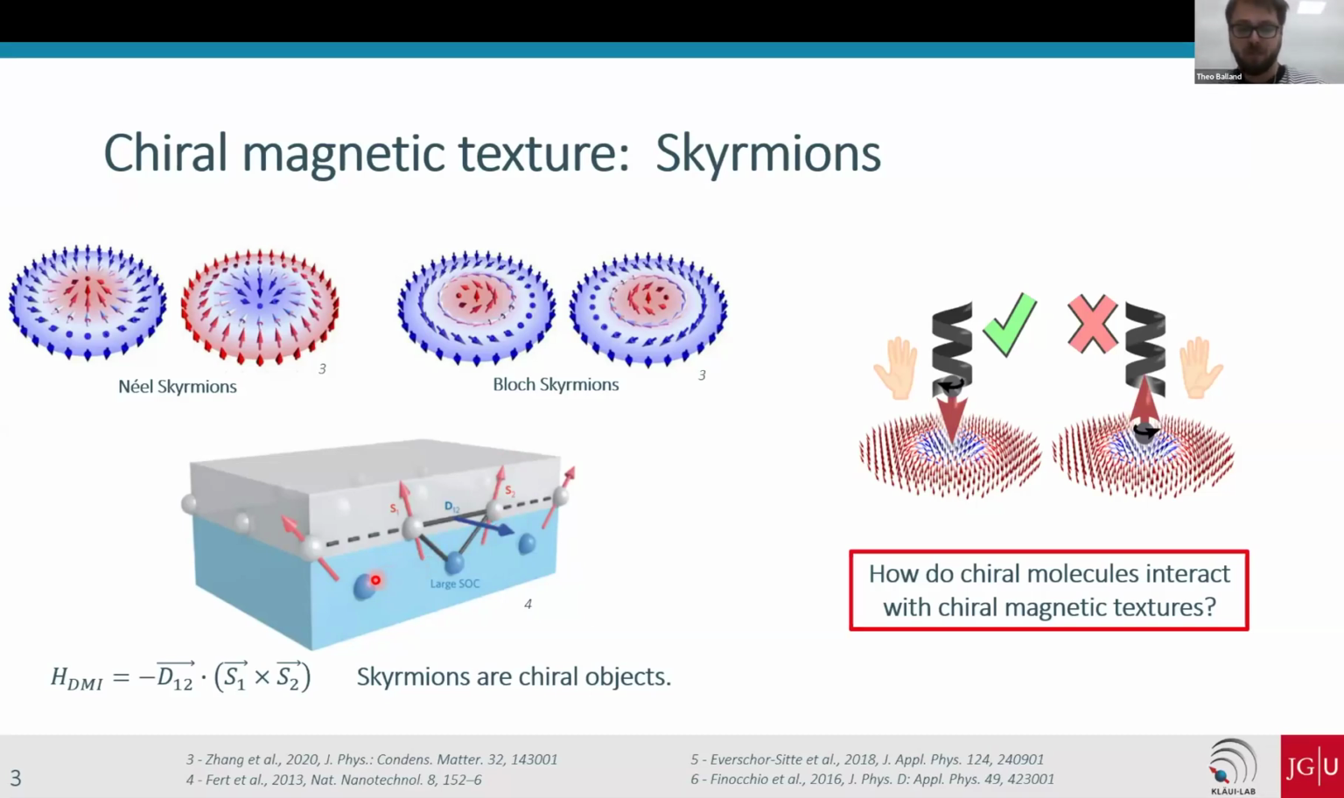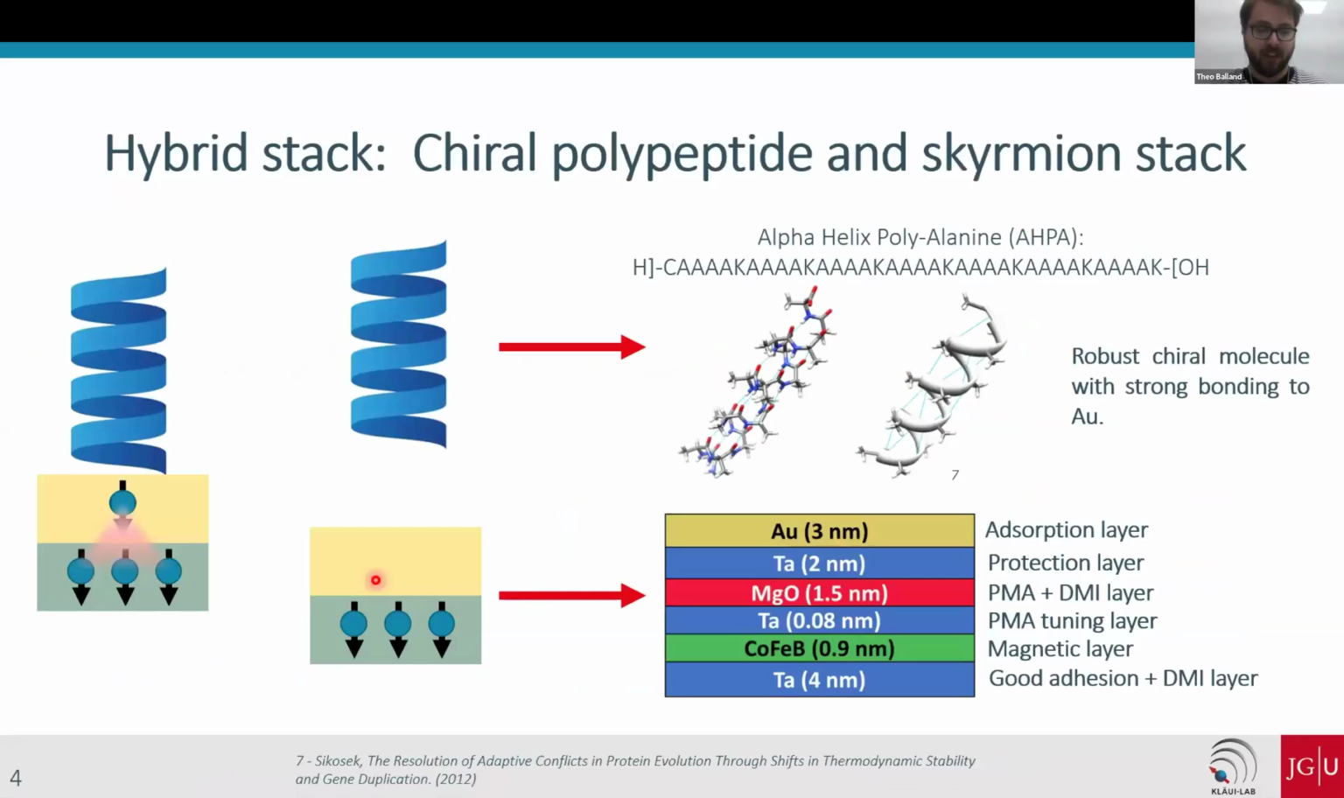So we know the chiral molecules are able to interact with the magnetization in a magnetic layer. And we know also this magnetization can have the shape of a chiral texture. So the purpose of my research is to investigate how the chiral molecules interact with those chiral magnetic textures. For that, we need a hybrid system.